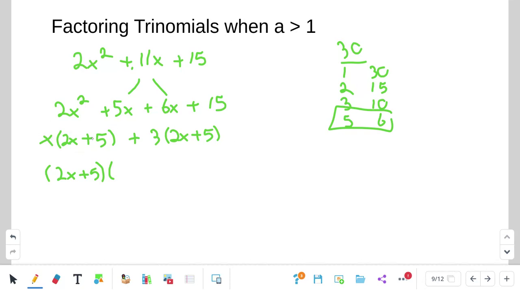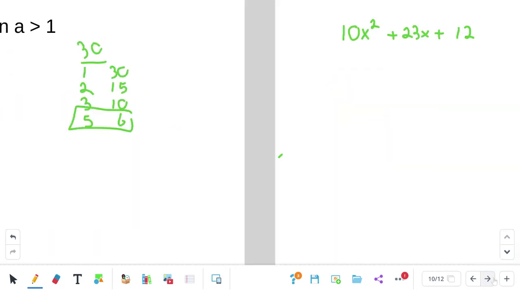Now, what's left over from this part right here when you divide out 2x plus 5? X. What's left over from this part when you divide out 2x plus 5? Positive 3. Okay? We've now factored that expression. Okay? And if you remultiply these together, you get the original expression. Let's do another one. Okay?